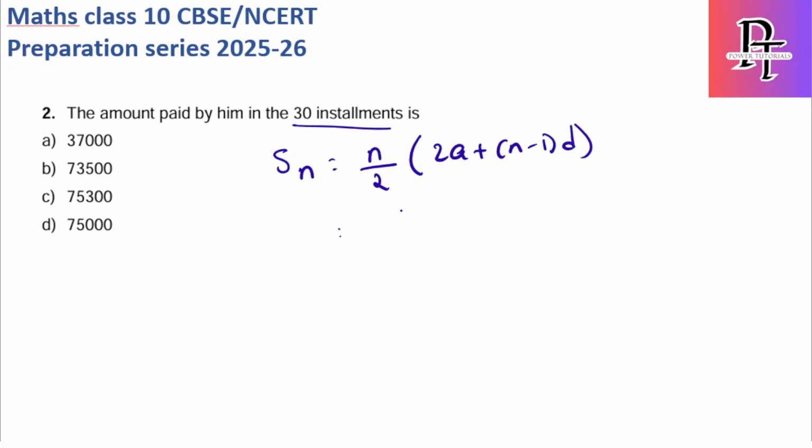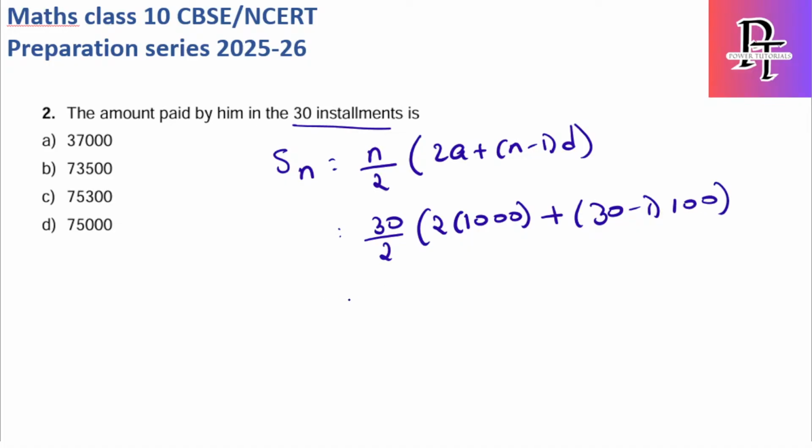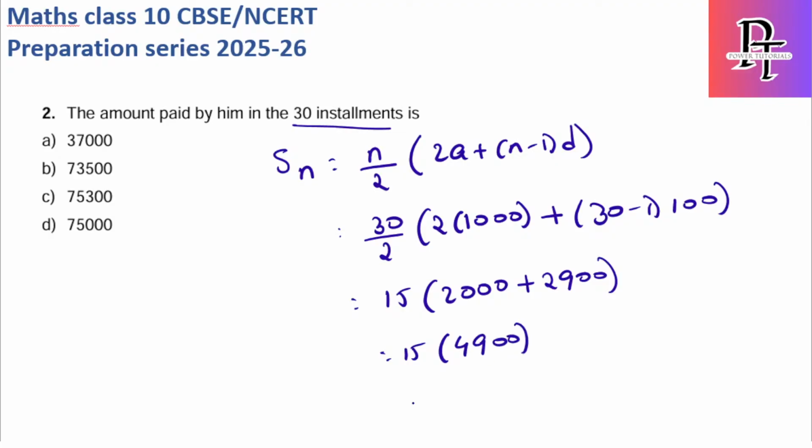So n is 30 here, which is 30 by 2 into (2 into a, whose value I know is 1,000, which is the first installment, plus n value, which is 30, so 30 minus 1, and d value is 100). So 30 by 2 is 15. 2 into 1,000 is 2,000, plus 29 into 100 is 2,900. Next it will be 15 into 4,900.